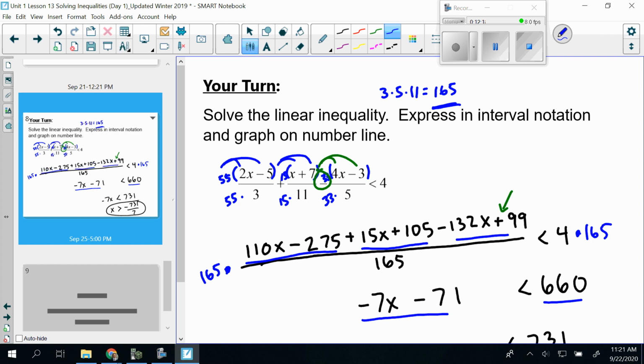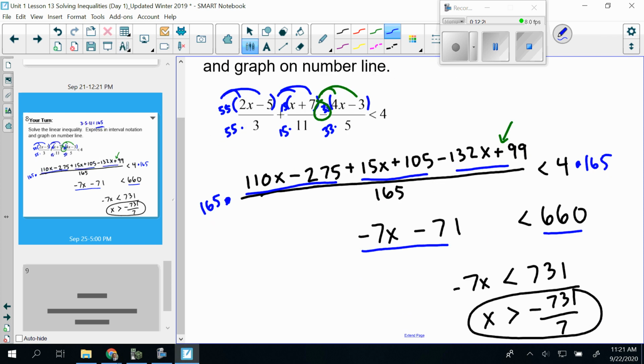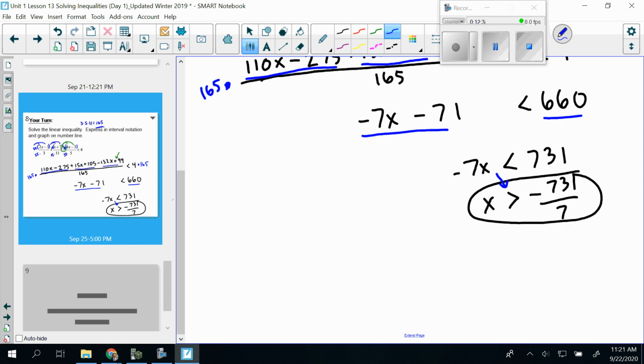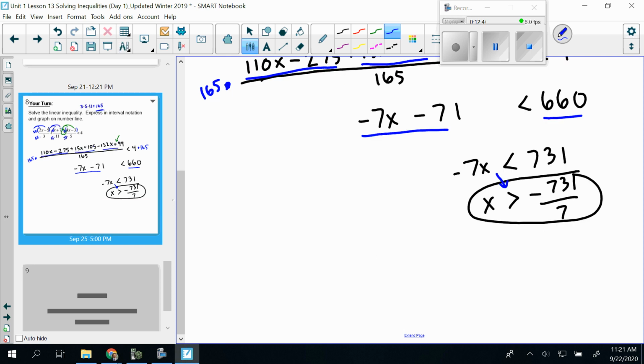To finish solving that now, add 71, and then divide by negative 7. Dividing, you do have to flip the inequality sign around here, and I don't believe that 7 goes into that, so we'd end up that x is greater than negative 731 over 7 for our answer. In interval notation, that would be our smaller thing. We're not including that, to infinity would be the interval for that.